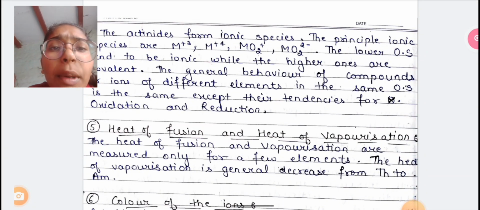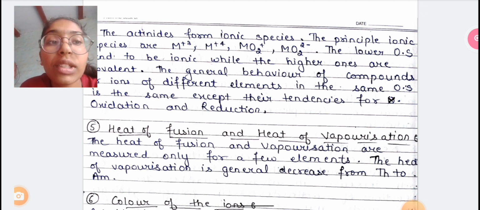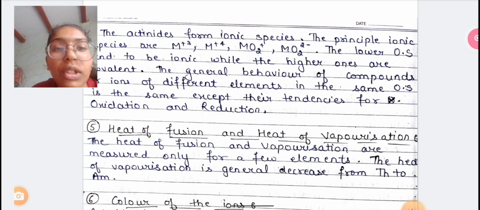Fifth one is the heat of fusion and heat of vaporization. The heat of fusion and vaporization are measured only for a few elements. The heat of vaporization generally decreases from thorium to americium.